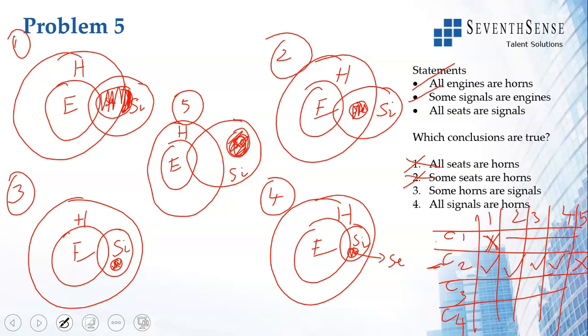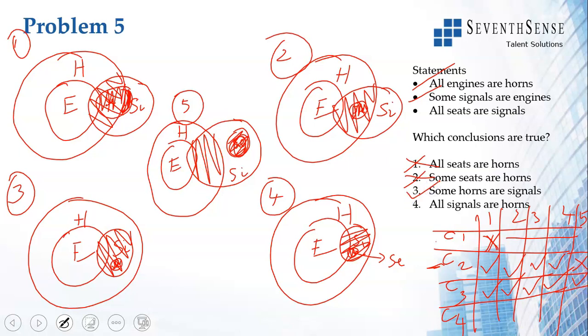Some horns are signals, that we have gotten. This entire area, some horns are signals. True in every diagram. So conclusion 3 is valid in all the 5 diagrams.